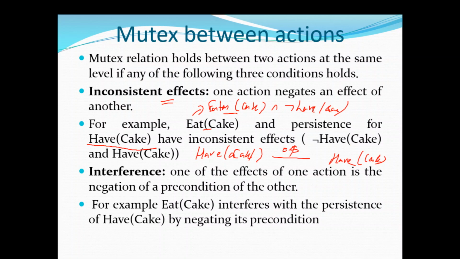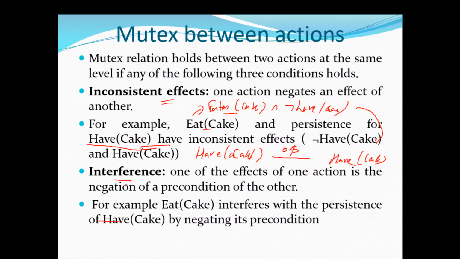Now these two things are mutually exclusive, right? First here we got not have of cake, but here we are getting have of cake. So they are mutually exclusive, so they should be represented with this type of arrow. That's what it represents. So this mutual exclusion basically is of three types. This is the first one, inconsistent effects. The second is interference.